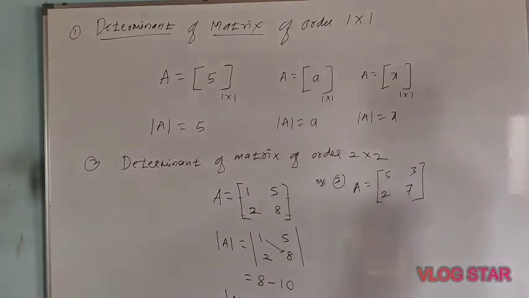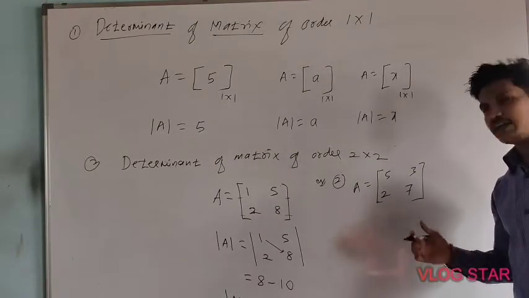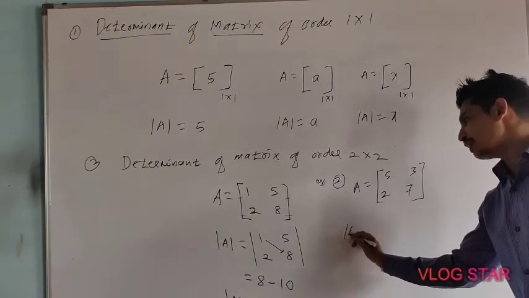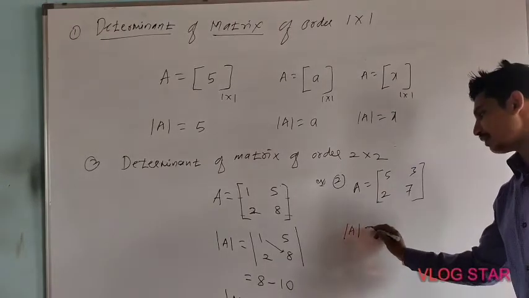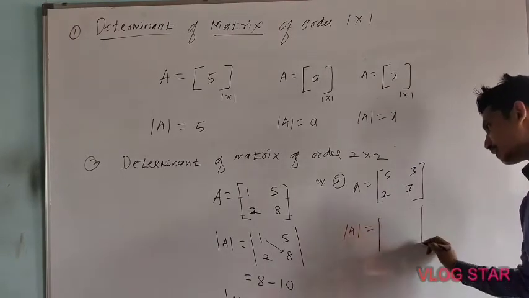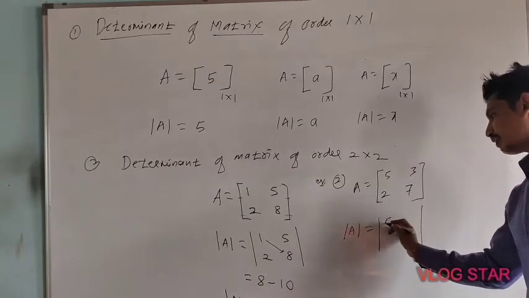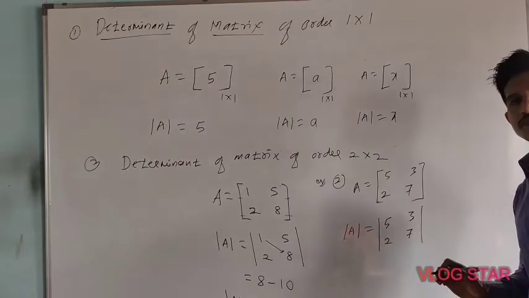Okay, 5, 3, 2, 7 is the matrix now here. Now I am going to find the value of this matrix. So how to find? Again I told that write here first notation. A means now here determinant of A, and write here straight lines. Square bracket will cancel that, straight line will come. Then here 5, 3, 2, 7.